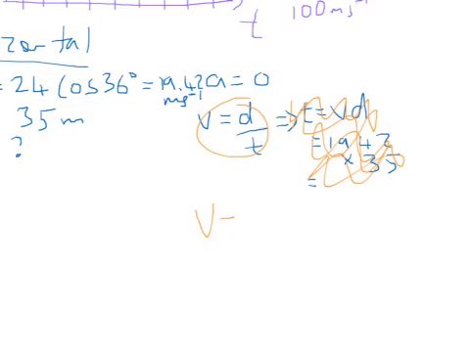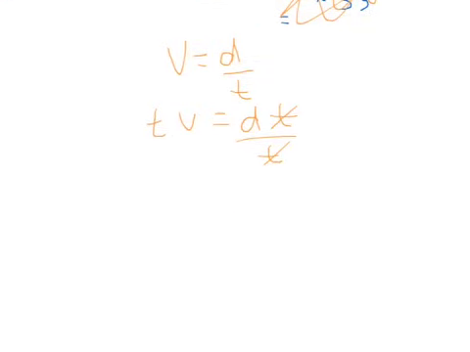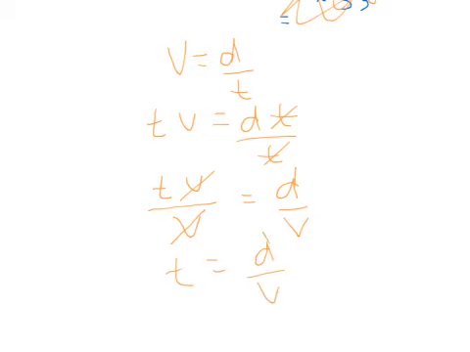So anyway, rearranging v equals d over t. We want to make t the subject, so we're going to multiply both sides by t. So t times v equals dt over t. This side the t's cancel, and now we want to divide both sides by v. So tv over v equals d over v. So the v's on this side cancel, leaving us with t equals d over v, and that's a bit more like it. Let's just plug the numbers into there.